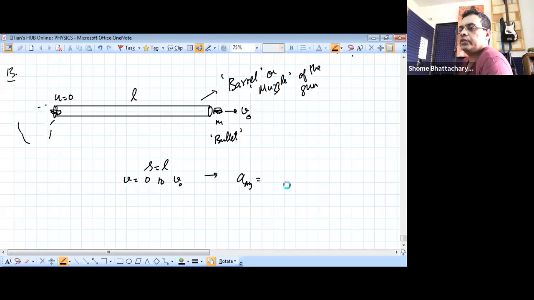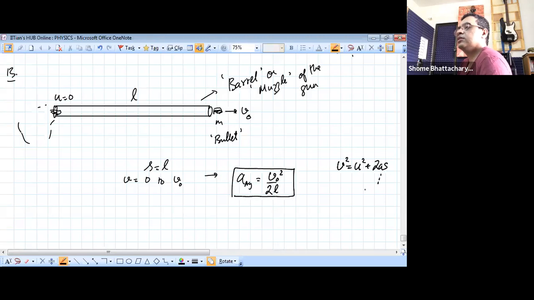So it has an average acceleration which is v0 square by 2l. We use this equation that v square is equal to u square plus 2as, where a is either the uniform or average acceleration, and s is equal to l and u is 0. Okay. So the average force will become mass into average acceleration. Just use this.